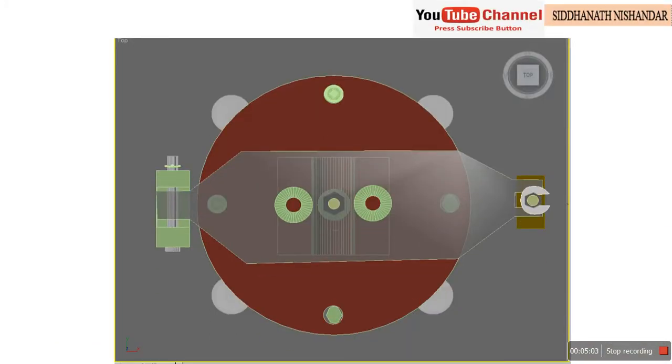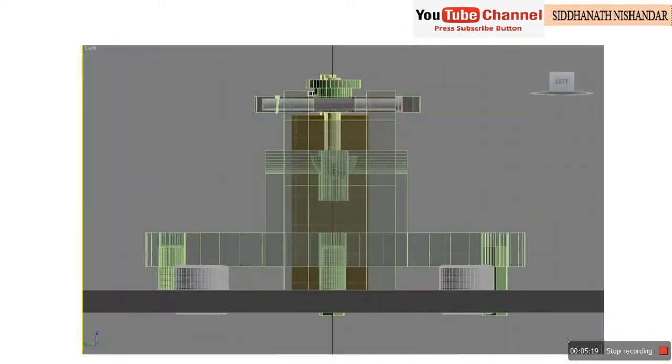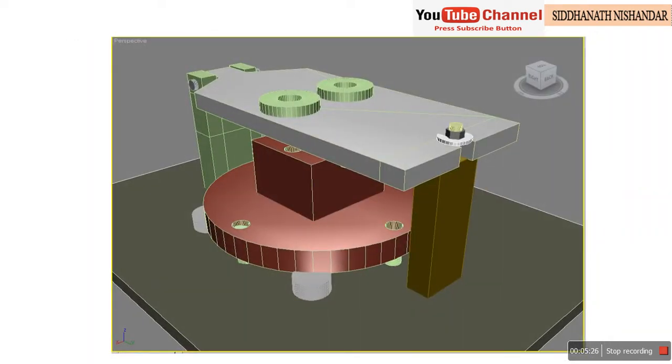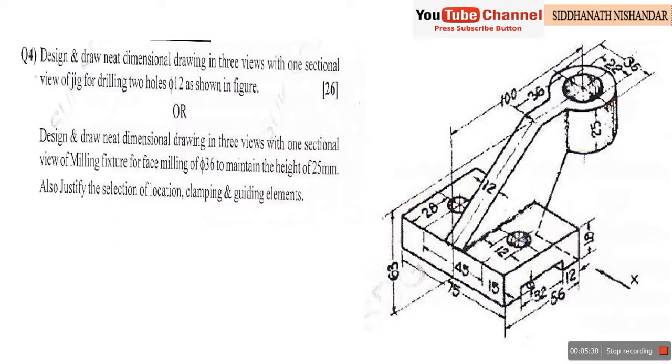From the top, this is the bush. This is the locating pins, the rest pad. If you see the clamp, this is the side view. Okay, now take the next numerical.